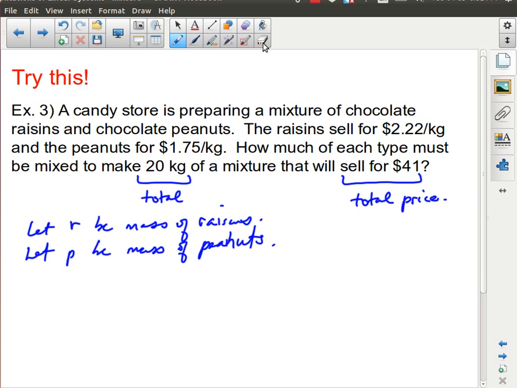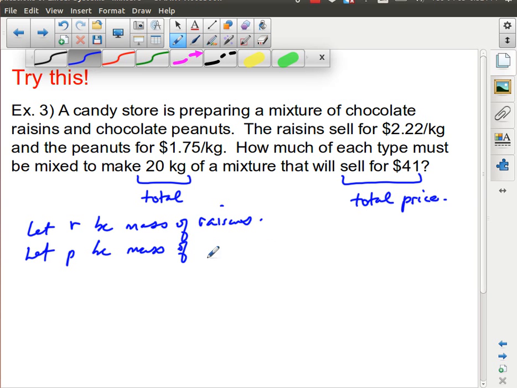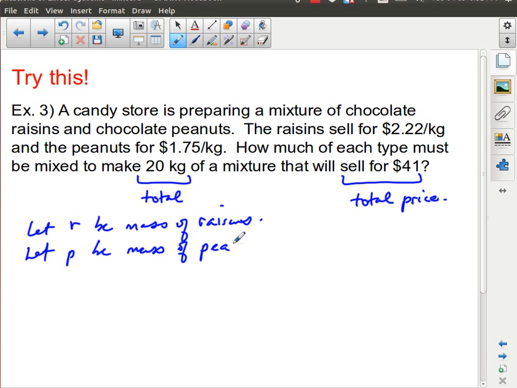Okay, that's pretty awful. I have to rewrite that. Sorry, can't put up with it. A little bit better. Okay, so if I add together my mass of raisins and I add to that my mass of peanuts, what do I end up with for my total mass? That is equal to 20 kilograms. And once again, thankfully, we end up with a very straightforward first equation.